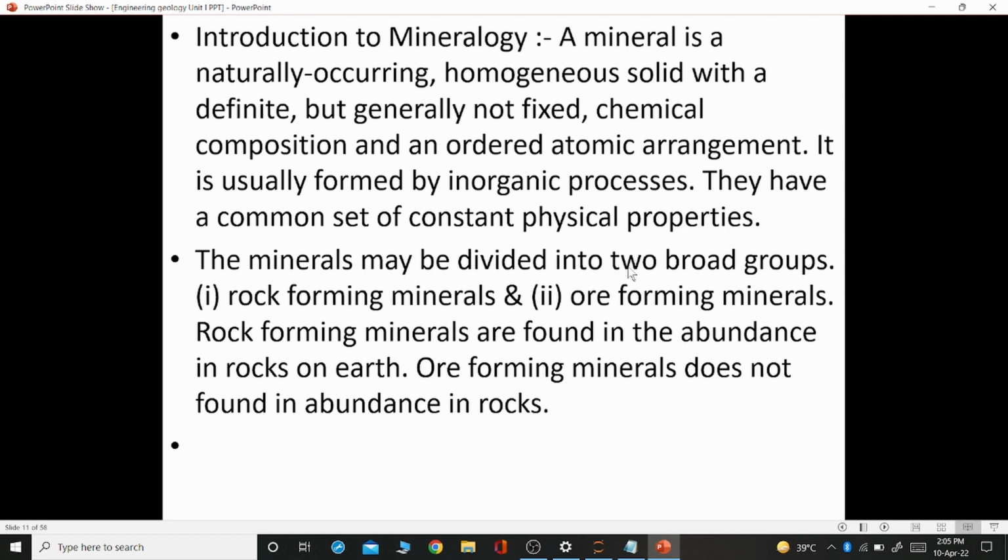The minerals may be divided into two broad groups. One is rock-forming minerals and the second is ore-forming minerals. Rock-forming minerals are found in abundance in the rocks of the earth. Ore-forming minerals are not found in abundance in rocks.